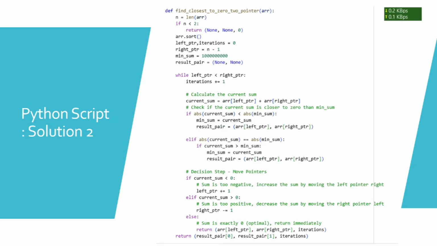We get the first sum, we compare the first sum. The first sum will obviously be lesser than the min sum, so this gets updated. If it is absolutely equal, then we check the non-absolute values, and the result pair is updated if the condition is true. The decision step is, as we discussed, if the sum is lesser, we'll move the left pointer because we need something bigger. If the sum is more, we need something smaller, so we move the right pointer one position to the left. If we find the exact sum, we get the perfect pair and we return it.